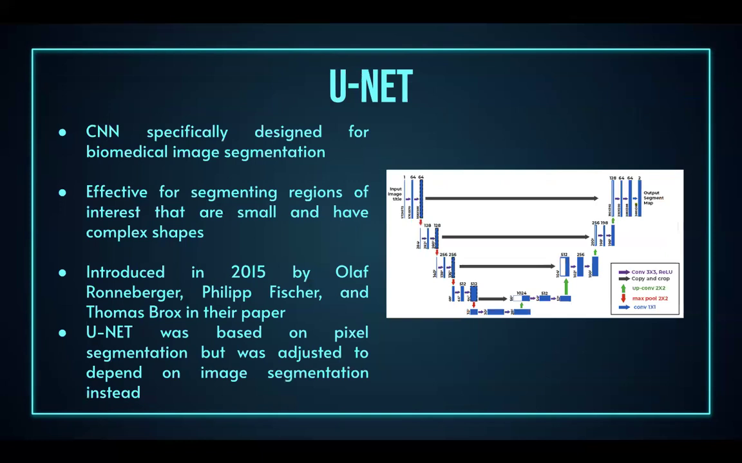Moving on to our second model, which is the U-Net. It's basically a CNN specifically designed for biomedical image segmentation, and it's effective for segmenting regions of interest that are small and have complex shapes. It was introduced in 2015, and as you can see in its architecture, it has a downsampling path where the number of layers decreases as you go, a convolutional layer, and finally an upsampling path where the number of layers increases as you go. However, one of the challenges was that U-Net was based on pixel-wise segmentation, but we adjusted it to depend on image-wise segmentation since we didn't have the pixel labels.